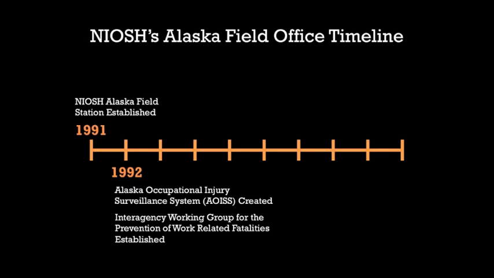In 1991, the NIOSH Alaska Field Station was established, and shortly after that, NIOSH established the Alaska Occupational Injury Surveillance System, otherwise known as AOISS. This is the first step in the public health approach, right? Setting up a surveillance system. Well, in 1992, NIOSH also developed the Interagency Working Group for the Prevention of Work-Related Fatalities. We'll talk about that in a little bit.